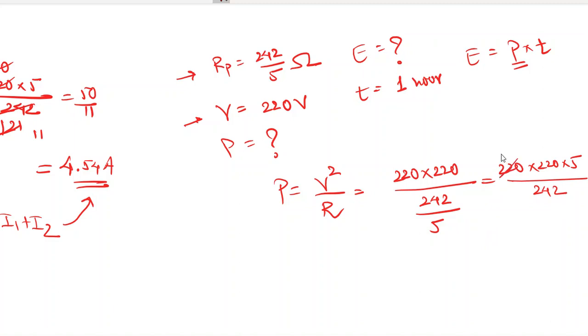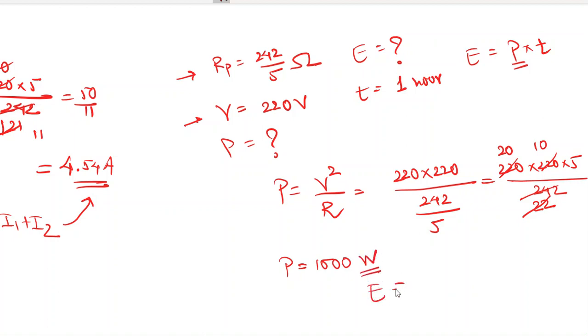11 22s are 11 2s are 22. Yes, 11 22s are, and 22 10s are. So everything got cut. So the power consumed by both the bulbs is 200 into 5. 200 into 5 is 1000 watt.